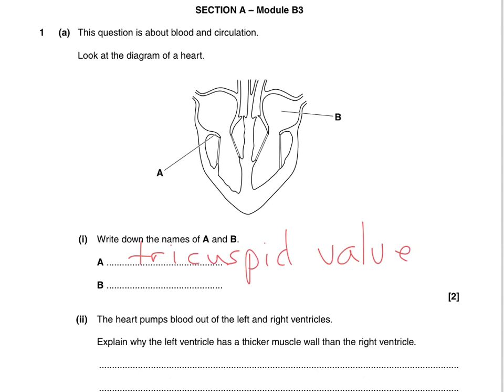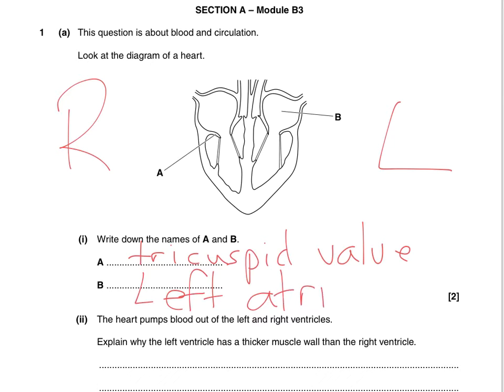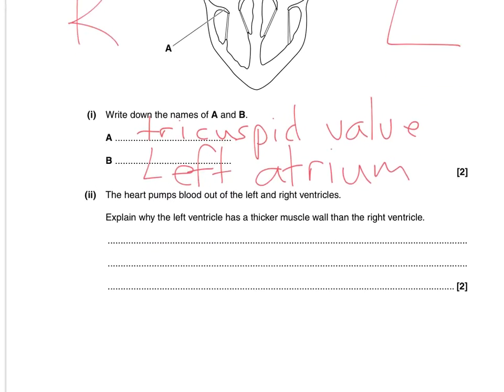Now remember that on your heart, we are looking at the heart as if it is in somebody's body, okay? So if it's in somebody's body, it's almost like left and right are reversed. So left is over here and right is over here. So we know that B is pointing at the left something. It's the first part of the heart that it comes into, and it is called the left atrium. Okay, so left atrium. Fantastic. 2 marks down, loads of marks to come. So let's move it down.